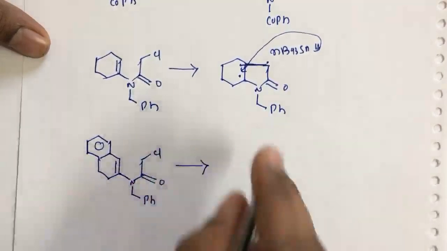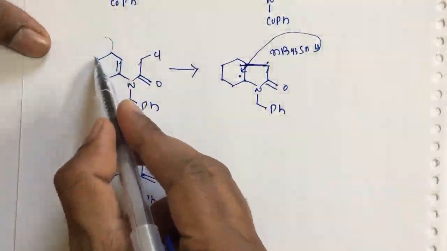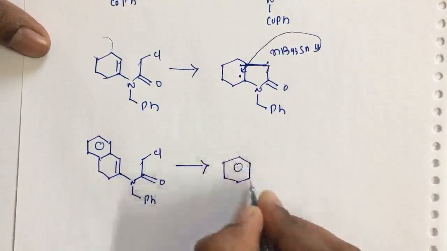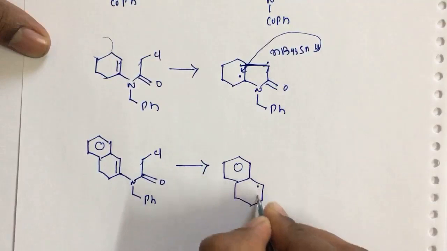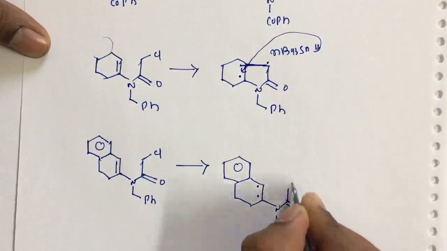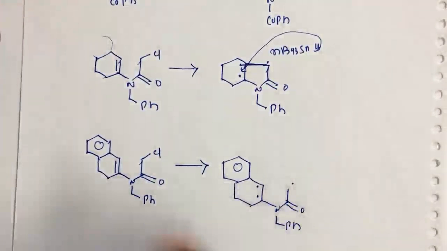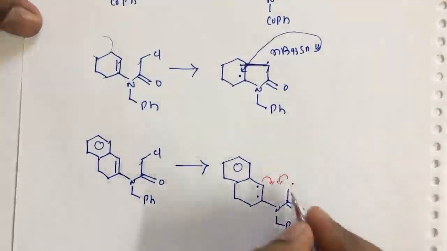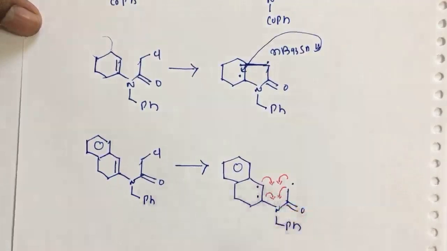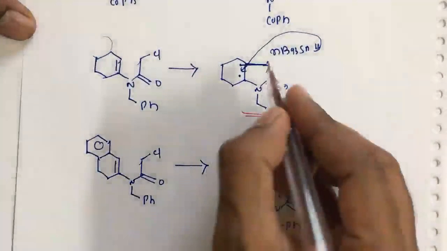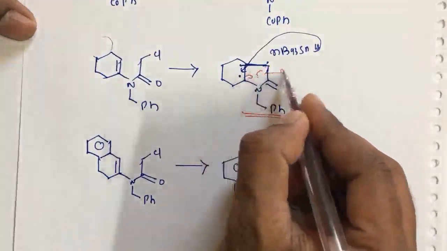So this is the same, but here we have a phenyl group in the second example. Now here two possibilities are there. If these two form a bond, we will get a 5-member ring. If these two form a bond, we will get a 4-member ring, but that is not possible here.